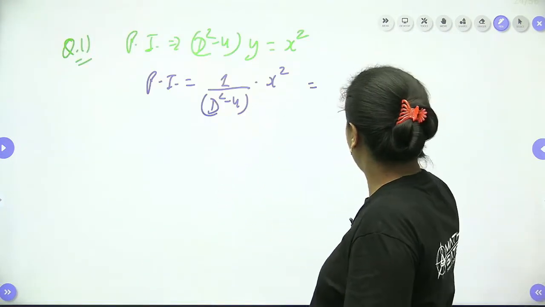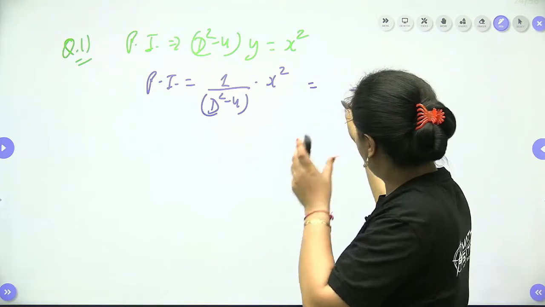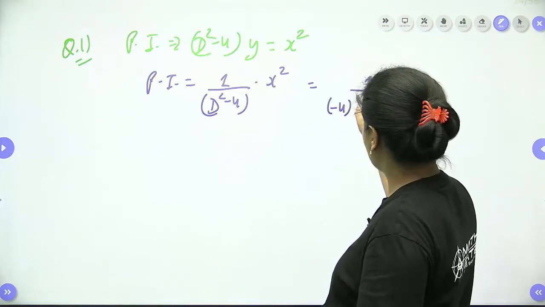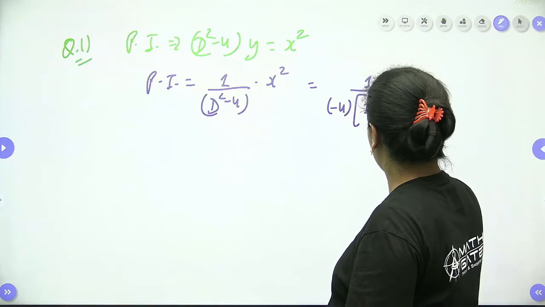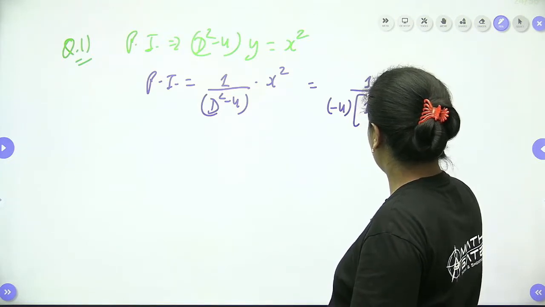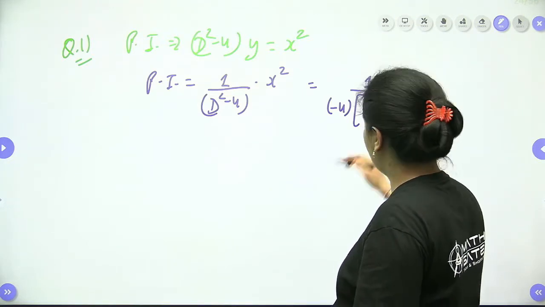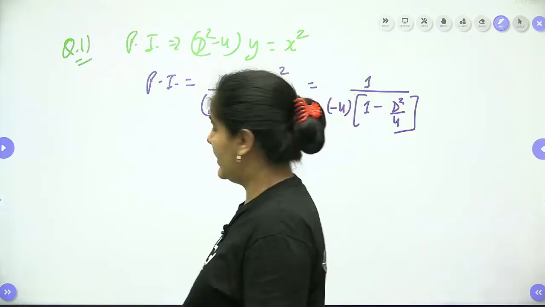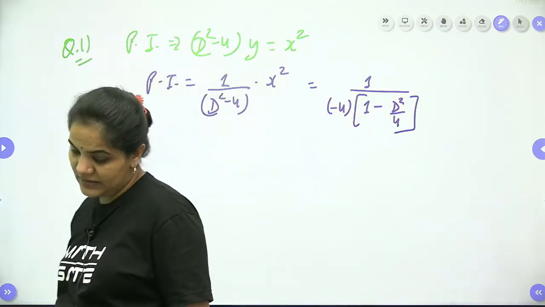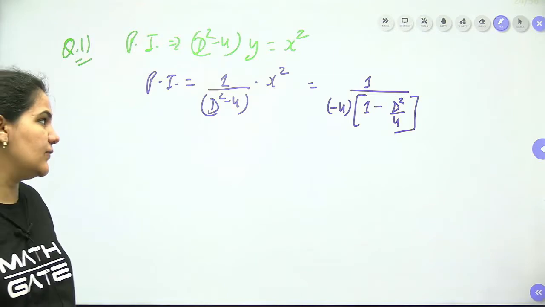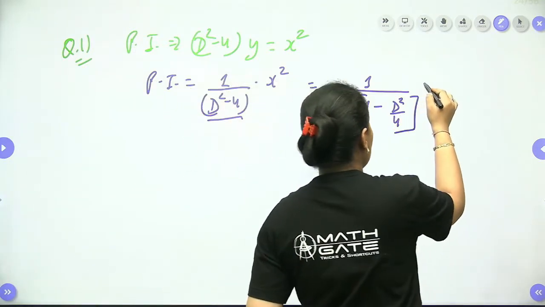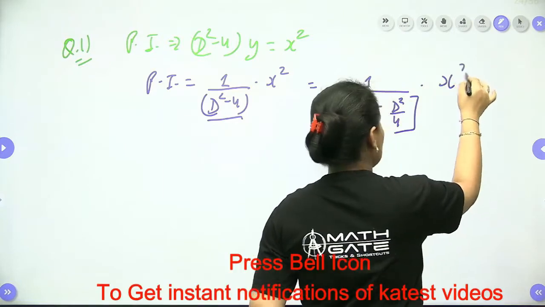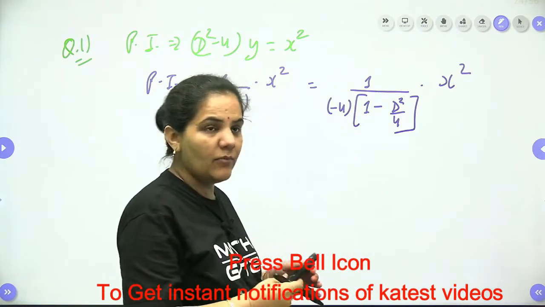Let's have discussion. D square minus 4, dear students, I will take minus 4 as common. When I take minus 4 as common, it will be 1 plus D square, or I can write 1 minus D square by 4. Minus minus plus it will be, exactly. So when I take common minus 4 from this one, it will be minus 4 into (1 minus D square by 4) into x square. So this is the form 1 minus D.